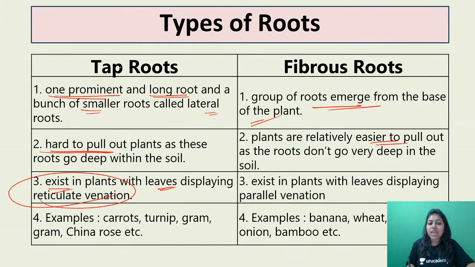Okay, so taproots are there when we have reticulate venation, whereas fibrous roots are there in the plants which have parallel venation. That means the veins are parallel to one another, and here they have a network-like structure. Am I clear? So now here we are.